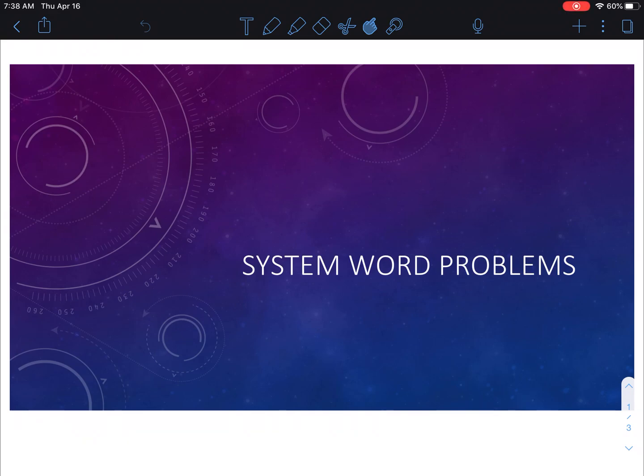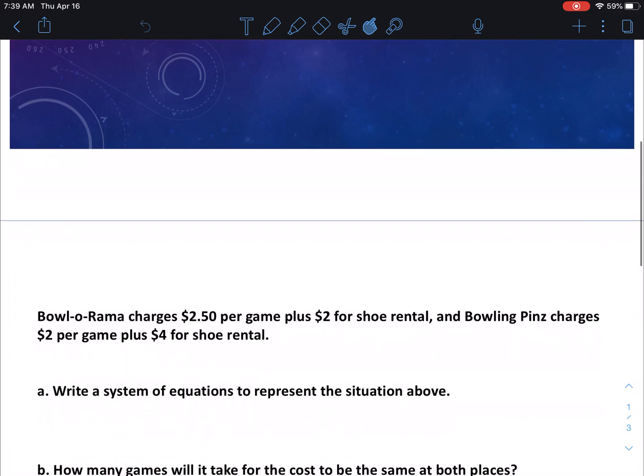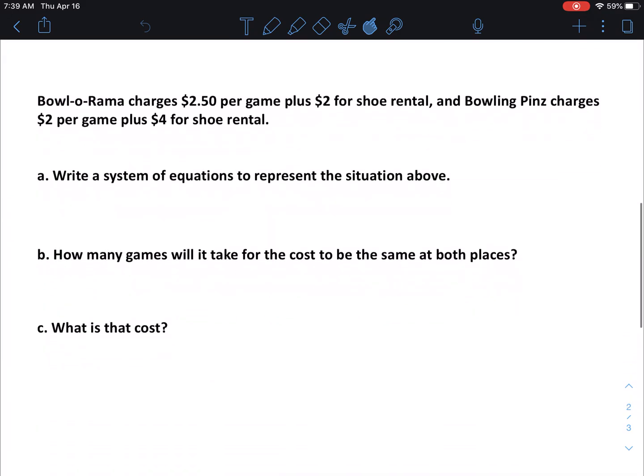Hello. In this lesson, we are going to talk about systems and their applications in the real world, and that usually means word problems. So we're going to use some of our skills that we learned earlier this year. Okay, so here is the situation.